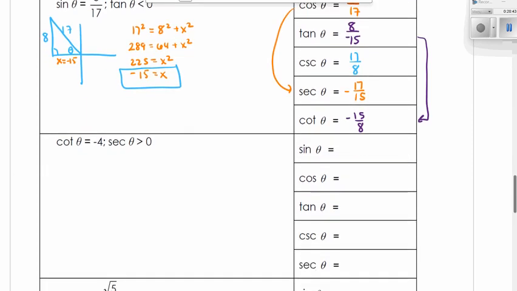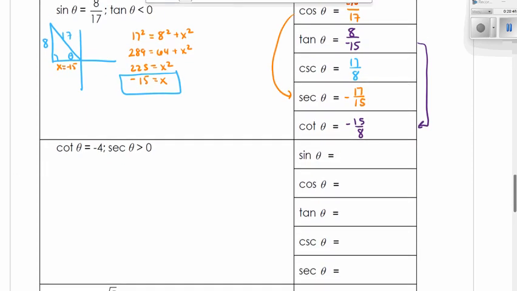So looking at the next problem, for this one, the same thing. We have to figure out what quadrant we're in. So cotangent is negative, and the secant is greater than 0. Remember, cotangent being negative means that the tangent of the angle would also be less than 0. And secant is the reciprocal of cosine, so this is saying the cosine of the angle is greater than 0.